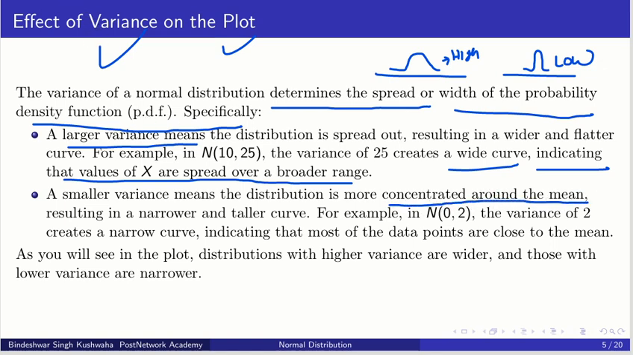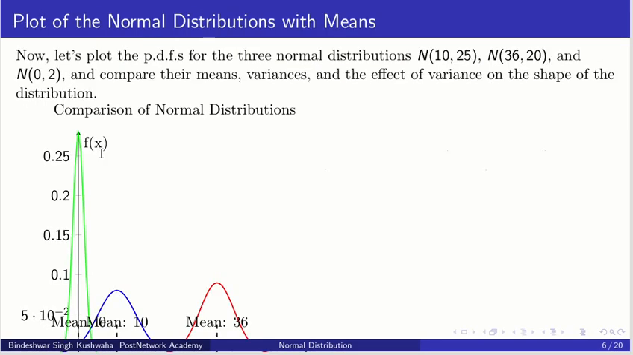So let us see it in the plot. Here this is the normal distribution curve having variance 2, this is 25, and that is 20. So the one with larger variance is wider. Basically, variance determines how much the curve is spread.